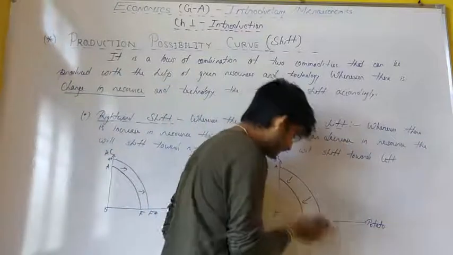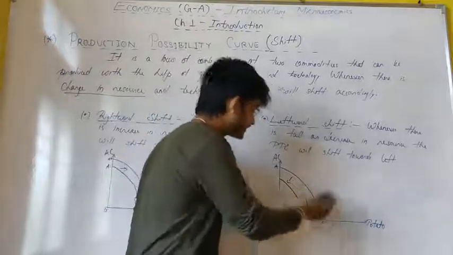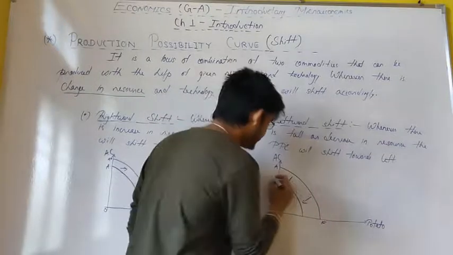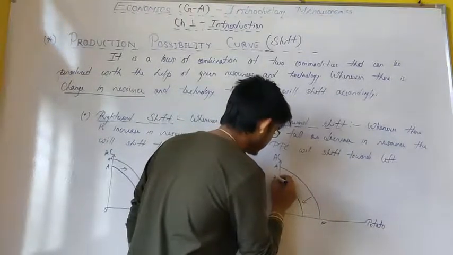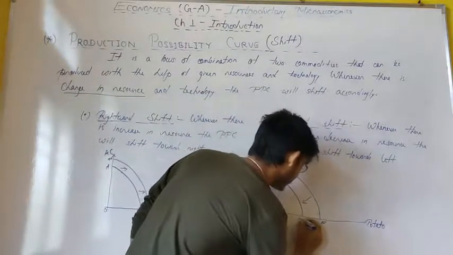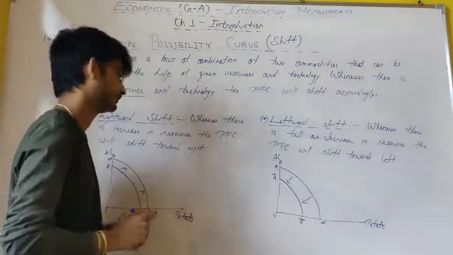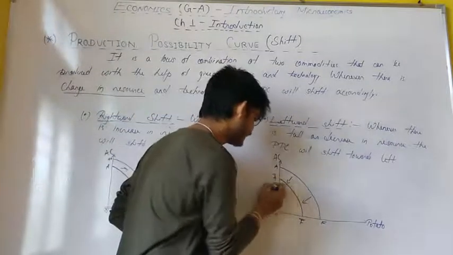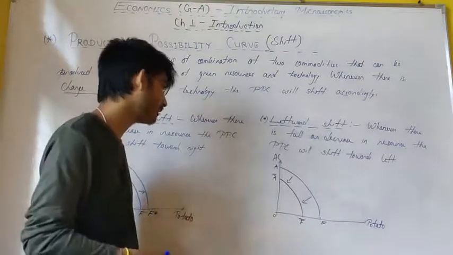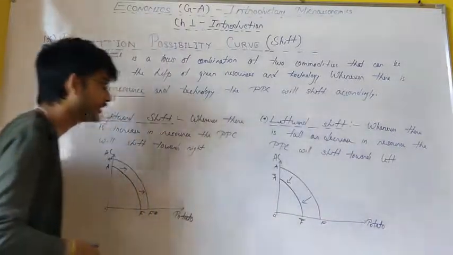And here there is a fall in resources, or some destruction of resources, so the PPC has shifted inward and come much closer towards the origin, and we will be producing at A bar, F bar. So these are simple names, A bar, F bar. You can give any other name. These are just a way of specifying the points. You can give another name, the way it pleases you.